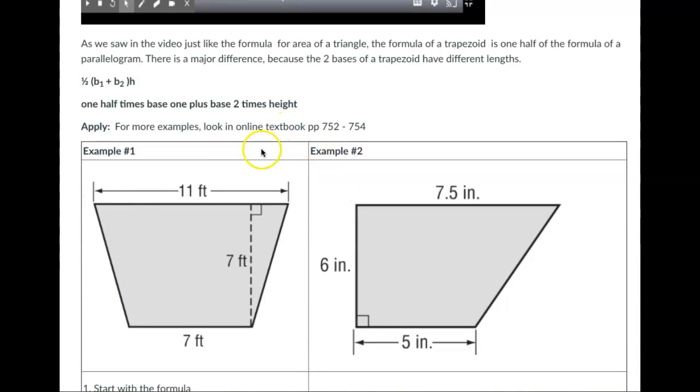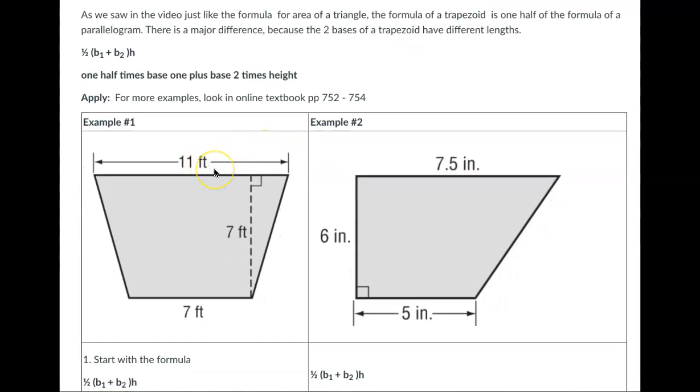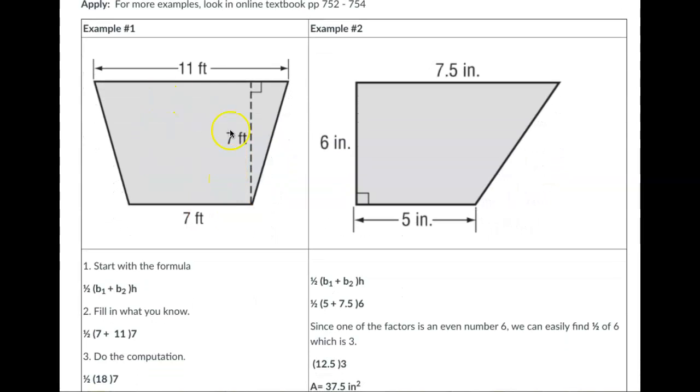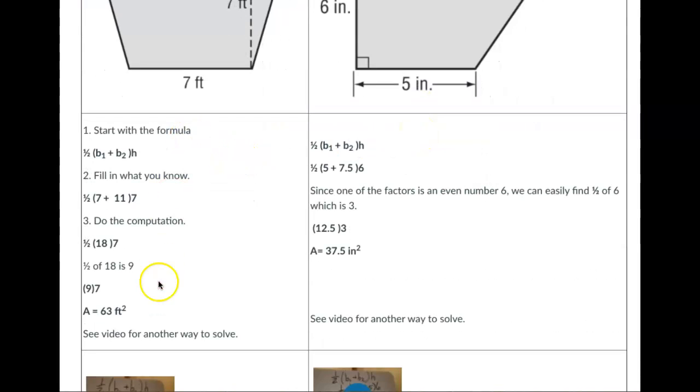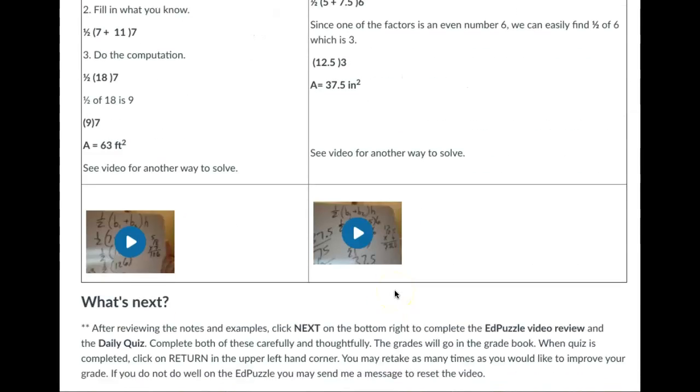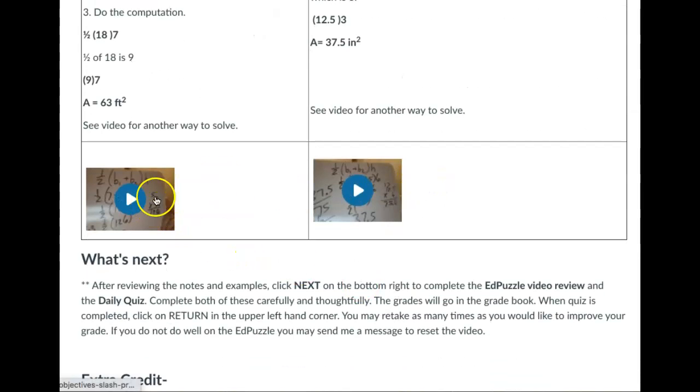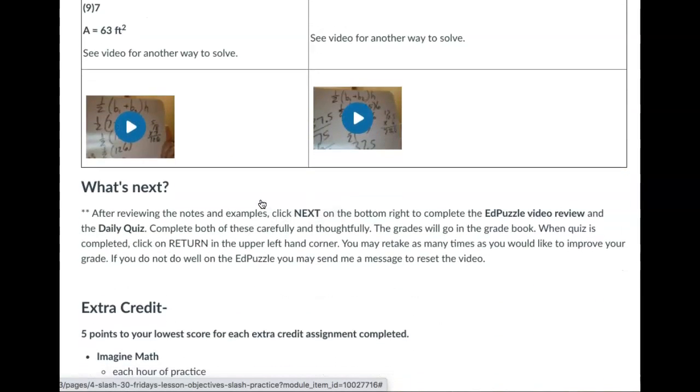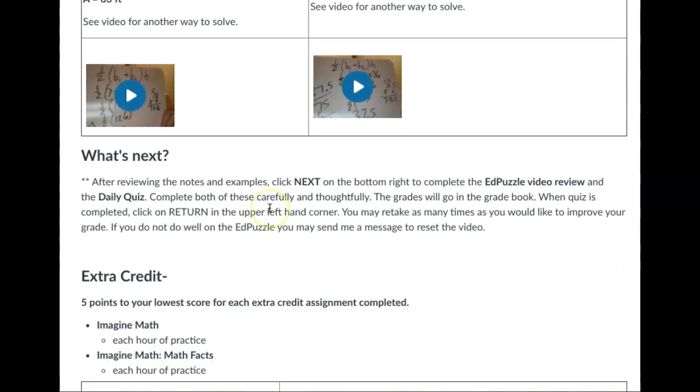All right, so just like before, this page is very important for you to look at because there are examples for how to find the area of trapezoids. There are two different trapezoids, example 1, example 2. I've written out an explanation for each one, but you can also watch the video explanation of each one, and that's really up to you to decide. Please do if you don't understand.